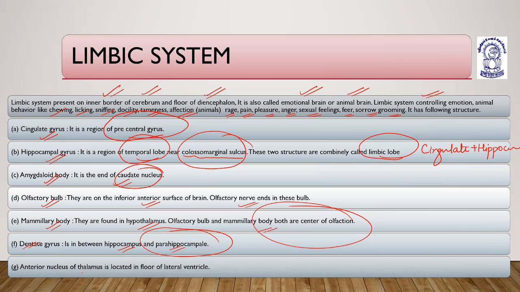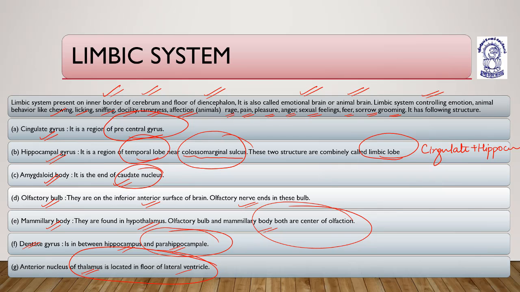Anterior nucleus of thalamus is located on the floor of lateral ventricle. The limbic system contains the following structures. First is cingulate gyrus and hippocampal gyrus. Together they form limbic lobe. Cingulate gyrus is the region of precentral gyrus. Hippocampal gyrus is a region of temporal lobe near collateral sulcus.